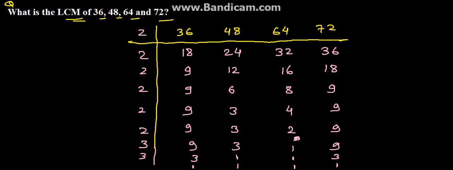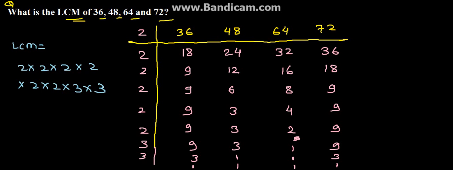So now hence we can say that LCM will be equal to 2 into 2 into 2 into 2 into 2 into 2 into 3 into 3. So this comes to 576. Therefore we can say that the LCM of 36, 48, 64 and 72 is 576, which is the solution for the given problem.